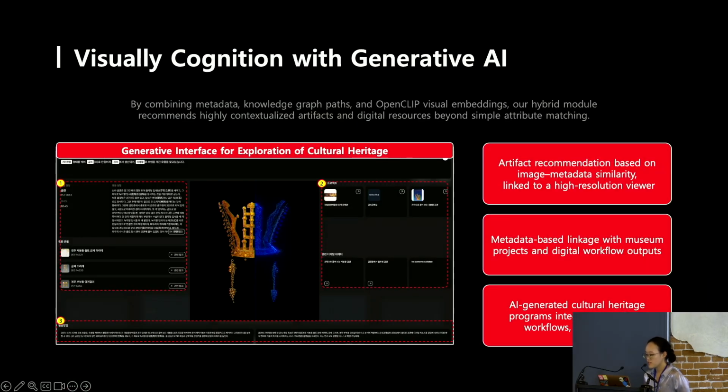Finally, on the result page, we built it to provide expanded recommendation results that go beyond a single artifact to include related artifacts, exhibitions, and distant resources. To achieve this, we developed a hybrid recommendation module that combines metadata similarity, knowledge graph, and image similarity. This allows users to intuitively discover culturally related artifacts and their associated digital resources, thereby enhancing reusability.